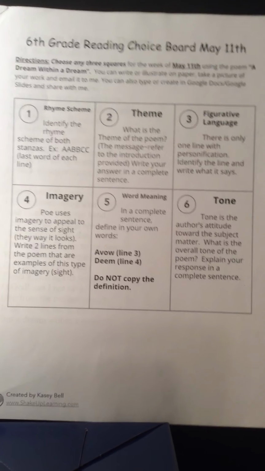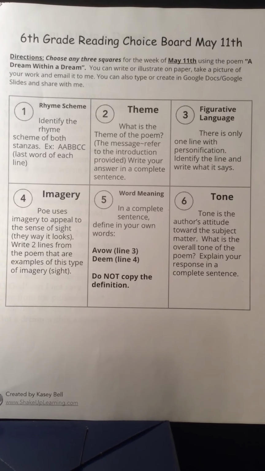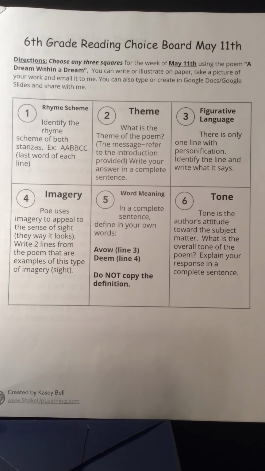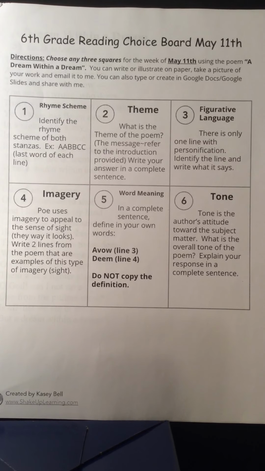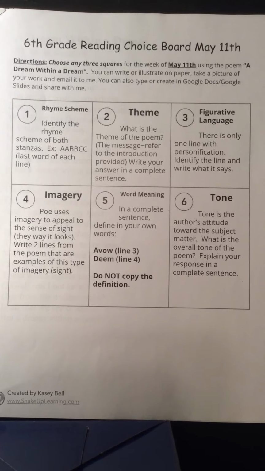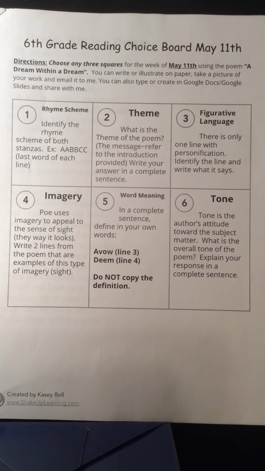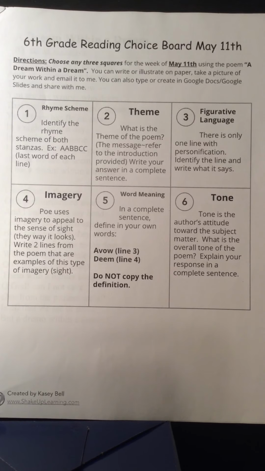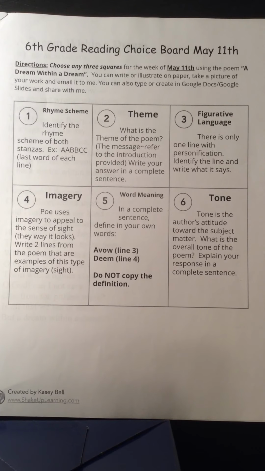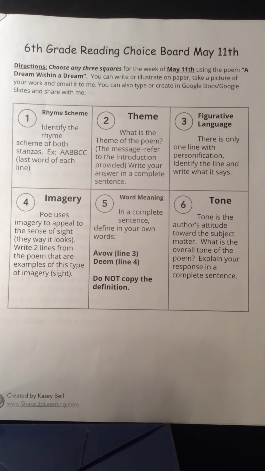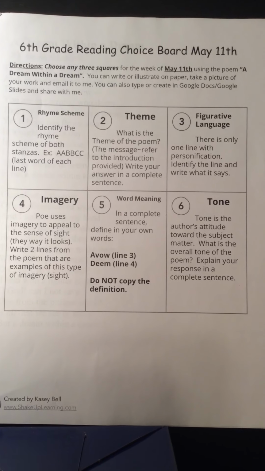Okay? Number 4, imagery. Poe uses imagery to appeal to the sense of sight, the way things look. So write 2 lines from the poem that are examples of this type of imagery. There's more than 2 in here, I promise. Remember, imagery is something that's very pleasing to the senses. So when he writes about things, he writes in great details to make you see exactly what he wants you to see.